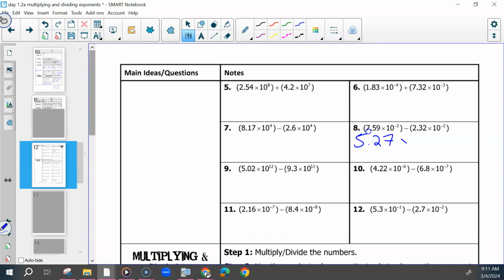And then I would just bring down times 10 to the -2. The exponents are the same, so I don't have anything to change there. And then we could do another one where it's different. So I'll let you guys choose 9 through 12.